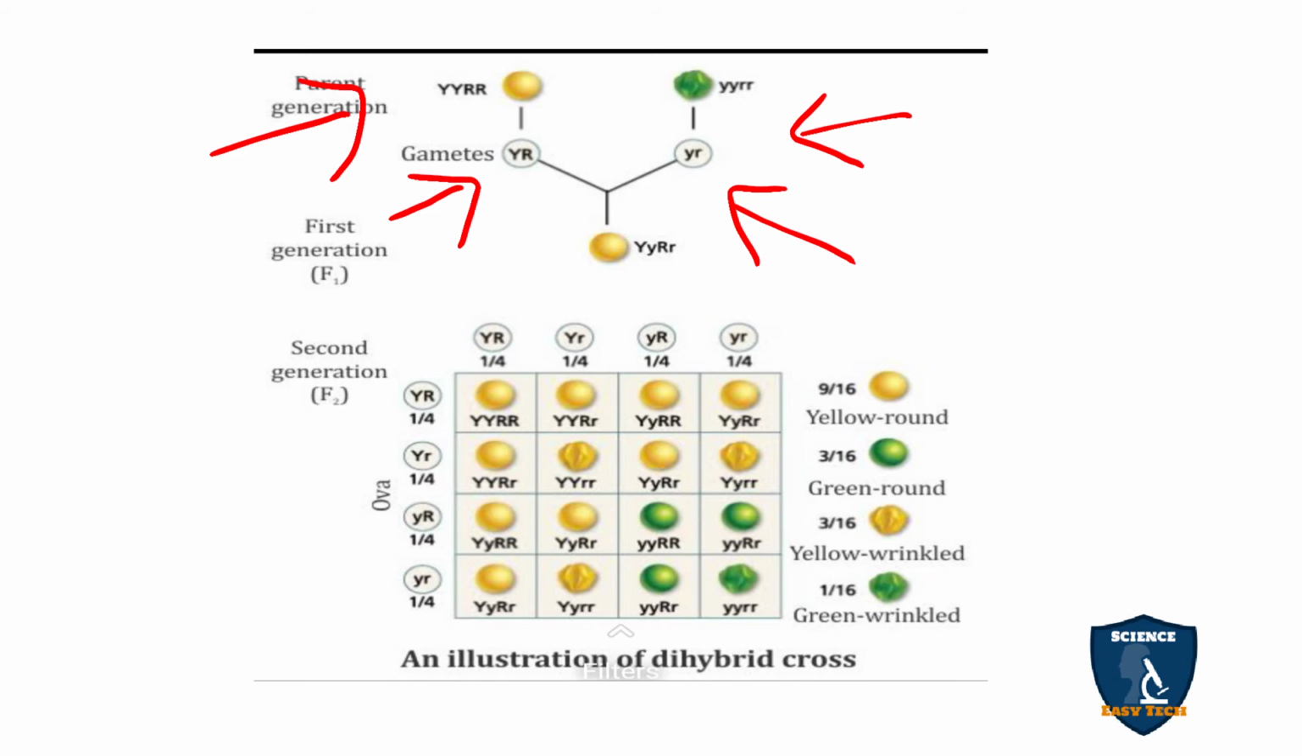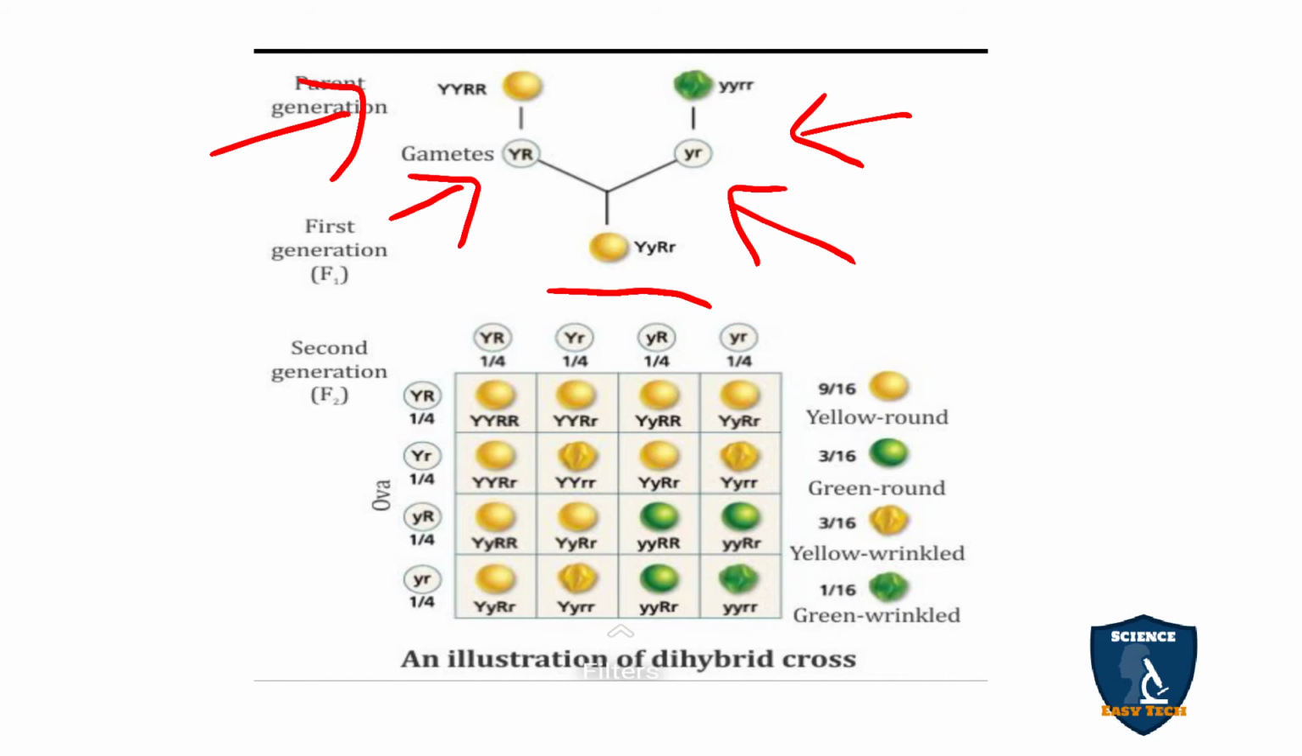Both are fused, and in the F1 generation you get a heterozygous condition, capital Y, small y, capital R, small r. Capital Y is responsible for yellow color and capital R is responsible for round shape, and small y is green color and small r is for wrinkled seed shape. But these recessive characters are suppressed because of the dominant characters.